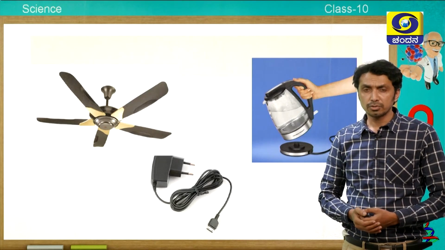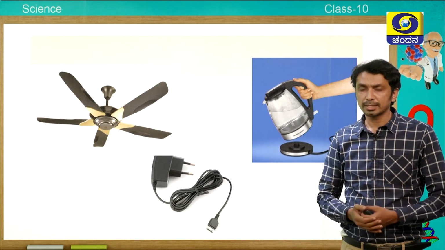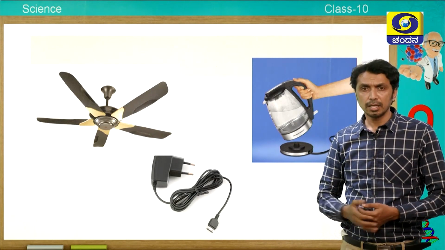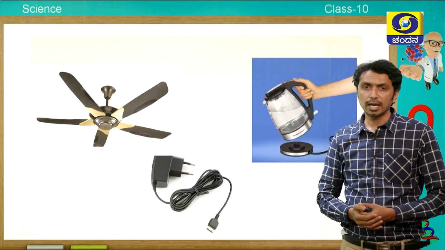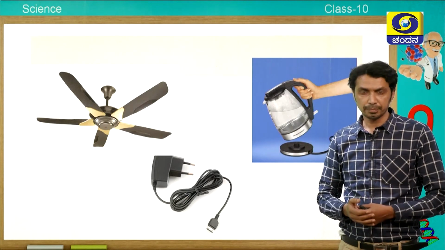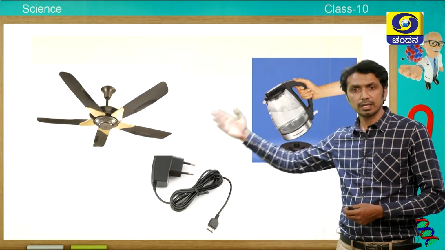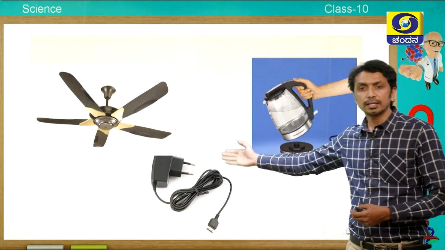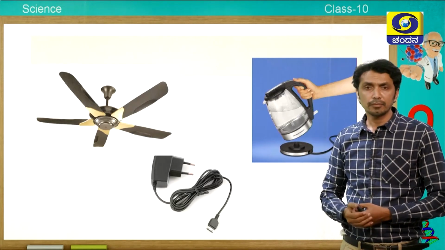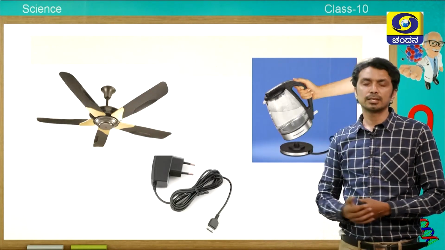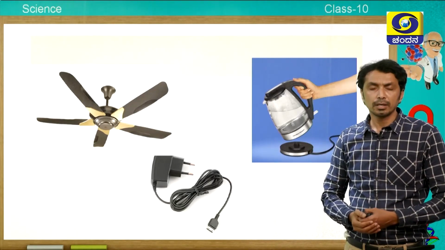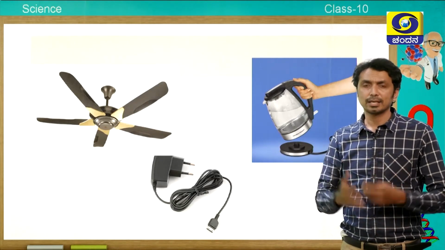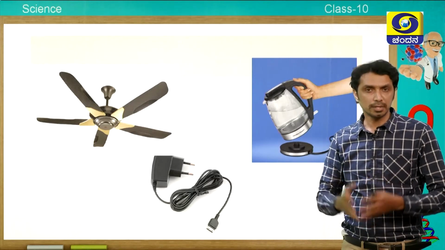Children, as you already know, we use electric current in our homes and industries and various other places, and these electrical appliances are very familiar to you. Fan, yes. What is this? An electric kettle, you are right. And this is a very familiar thing to you, a mobile charger. All these things utilize the application of Ohm's law.